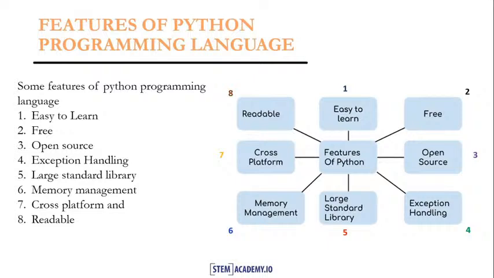7. Cross-platform. Python is available and can run on various operating systems such as Mac, Windows, Linux, and Unix. This makes it a cross-platform and portable language. 8. Readable. Python is very readable and user-friendly. New users find Python programming easier to understand and practice. In our next slide, we'll see some uses of Python programming language.